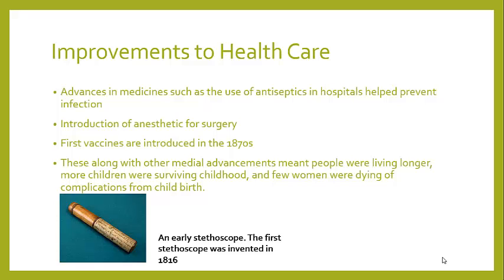Anesthetic becomes widely used around the time of the American Civil War and takes off from there. A third advancement was that the first vaccines were introduced in the 1870s, so this gave people immunity to otherwise crippling or deadly diseases. And finally, new medical technologies are invented around this time. So things like the stethoscope, which is invented in 1816, and X-rays, invented later on, they give doctors a window into the human body, which they hadn't had before.